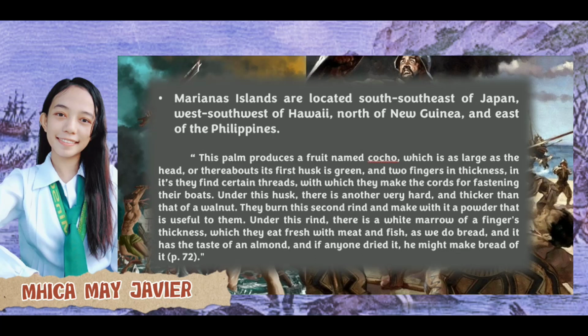Pigafetta detailed in amazement and fascination the palm tree which bore fruits called cocos and wine. Ayon din sa kanya, ito ay mukhang niyog. Ayon kay Pigafetta, this palm produces a fruit named cocho, which is as large as the head or thereabouts. Its first husk is green and 2 fingers in thickness. In it they find certain threads with which they make the cords for fastening their boats.